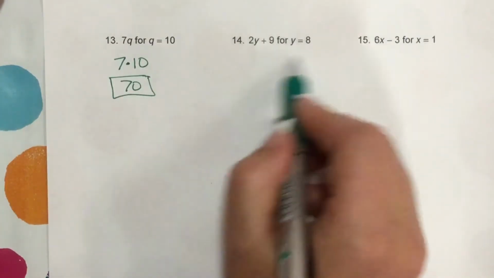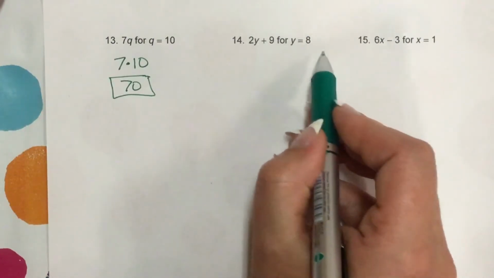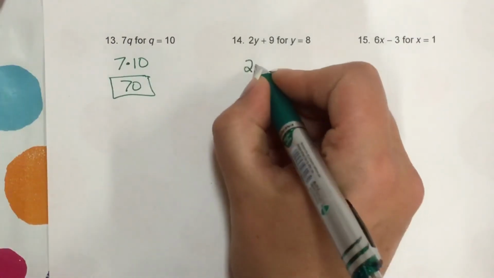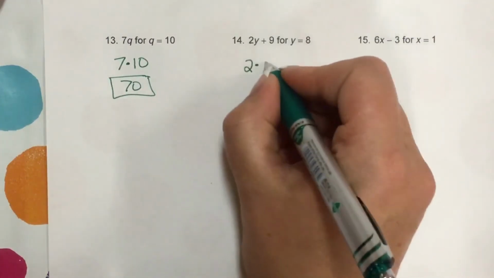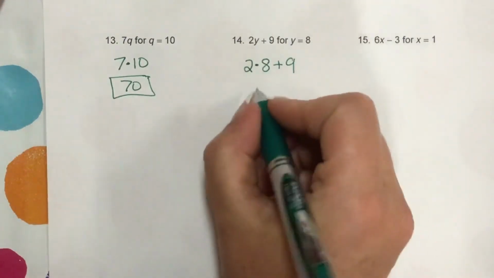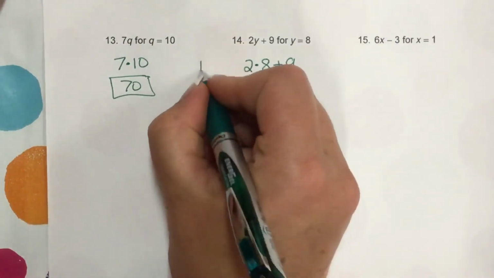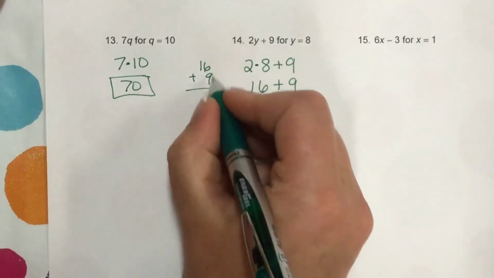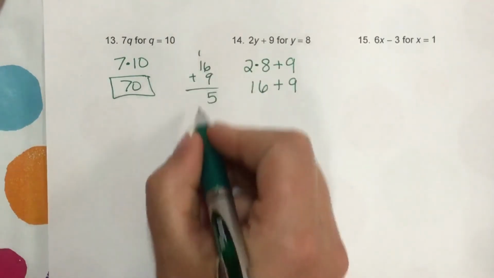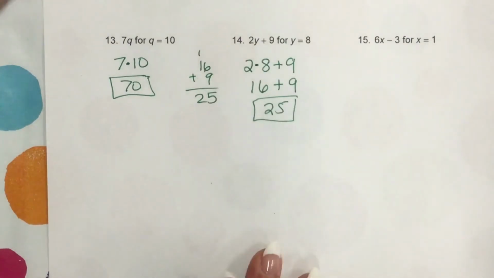This one's a little bit more complicated. 2y plus 9 for when y is equal to 8. So we're going to substitute 8 in for y. So 2y is the same thing as 2 times y. So we have 2 times 8 plus 9. 2 times 8 is 16 plus 9. And I'm just going to go off to the side. 16 plus 9. 6 plus 9 is 15. Right, 5. Carry the 1. 1 plus 1 is 2. 25. All right. If you got that right, great job.